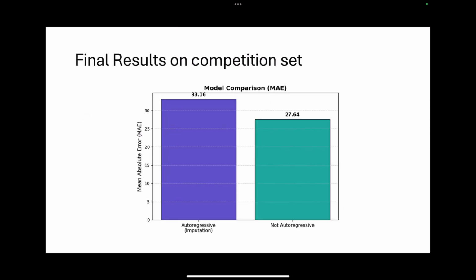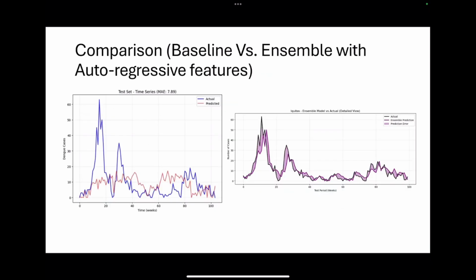Our final results on the competition test set were that the model with the autoregressive features had a 33.16 mean absolute error, and the one with the non-autoregressive features had a 27.64 mean absolute error. Also, here is a comparison of what we did: the baseline versus the ensemble with the autoregressive features. In the beginning, we showed the baseline model with very bad predictions, and the peaks were not aligned at all in the graphs. But our ensemble model with the autoregressive features is much smoother.